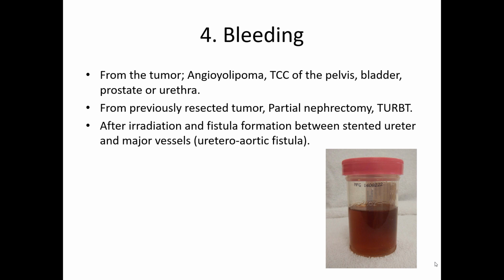Bleeding can also come from a previously resected tumor, for example, your senior has done a renal sparing surgery, a partial nephrectomy, and one of the stitches was small, or the artery has been ligated, or the bleeding is not obvious during the operation, they suture the kidney, and after that, postoperatively, the vessel opens and causes severe bleeding. After irradiation, fistula formation between a stented ureter and major vessels has sometimes happened. When you put a stent, because of tumor necrosis, a vessel will open and your stent will go inside the great vessels, for example, a uteroaortic fistula, between the ureter and the aorta.